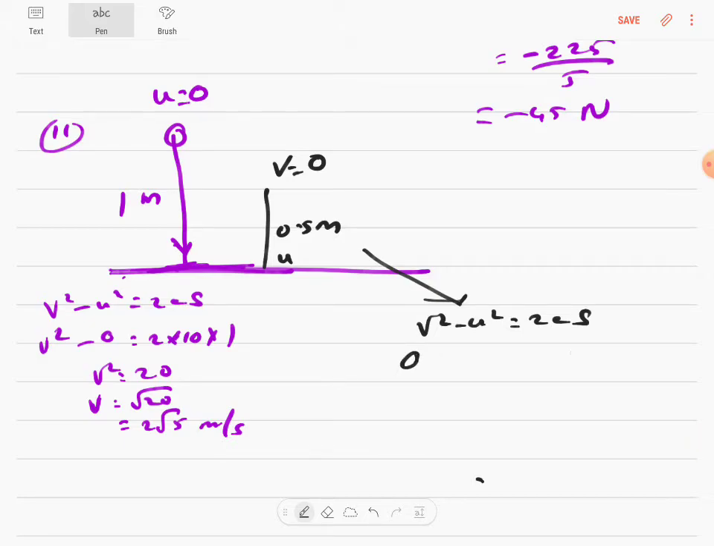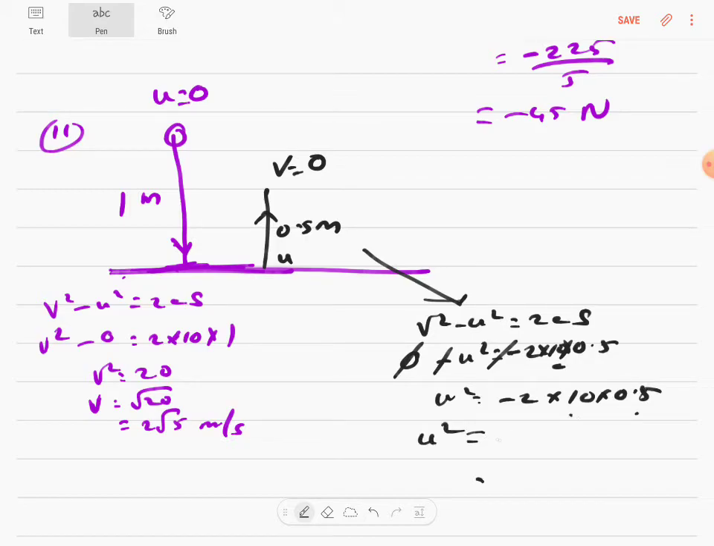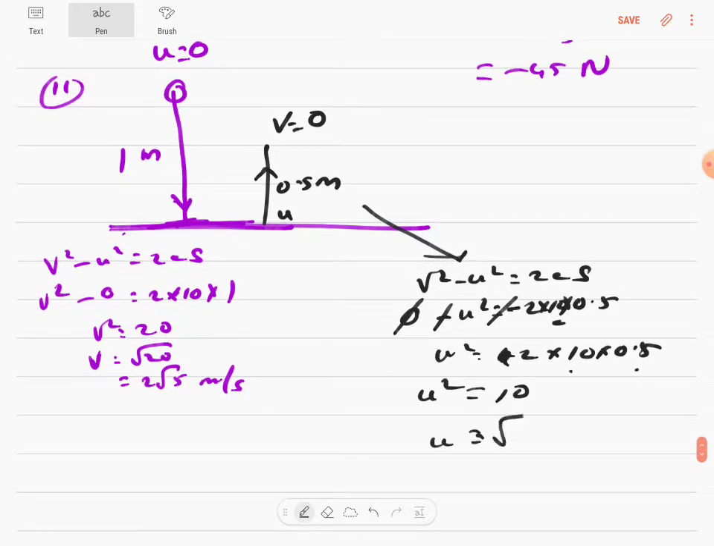You know, v itself is 0, s itself is 0.5, a is 2 into 10. So then minus u square. Since this is going up, g will become minus 10. So minus and minus get cancelled, thus you get u square is equal to 2 into 10 into 0.5. 5 twos are 10, so u is equal to root 10 meter per second. Thus I know this is root 10 meter per second, the velocity with which it's going to go up, and the velocity with which it is incident is 2 root 5 meter per second.